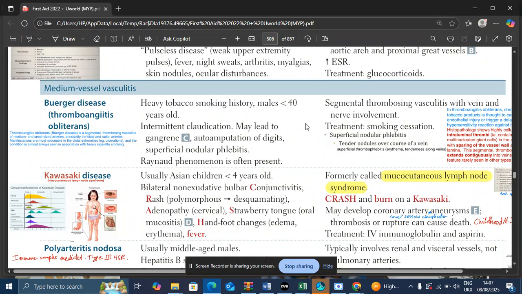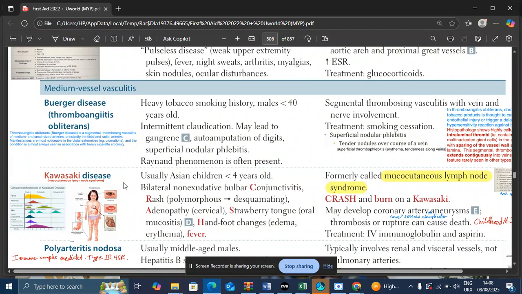These types of questions are very common in your world. So the histological finding in thromboangiitis obliterans is segmental thrombosing vasculitis with vein and nerve involvement. The first line treatment is smoking cessation, because smoking is the leading cause or risk factor for thromboangiitis obliterans.